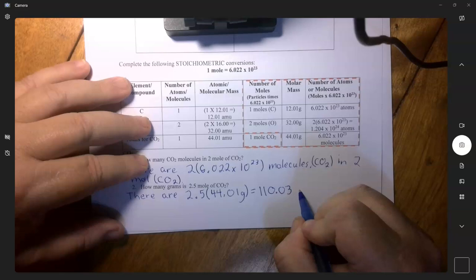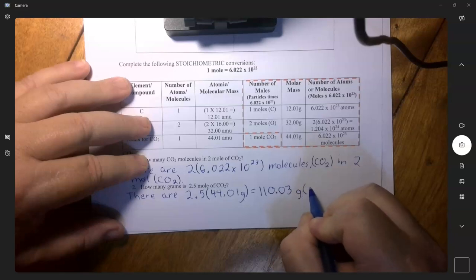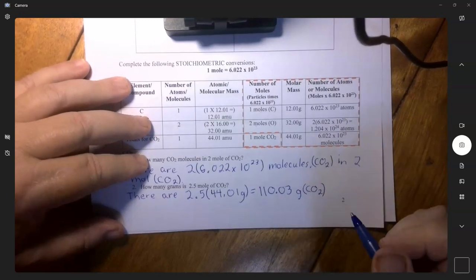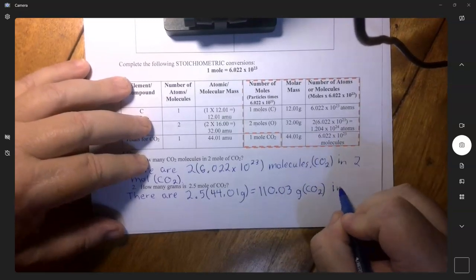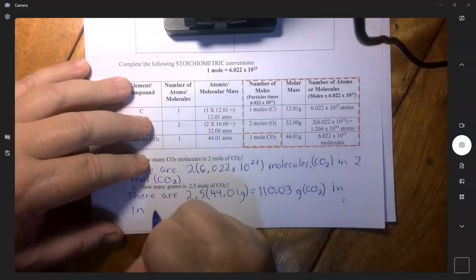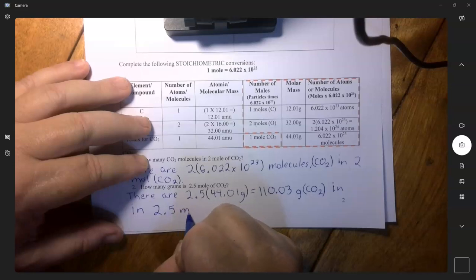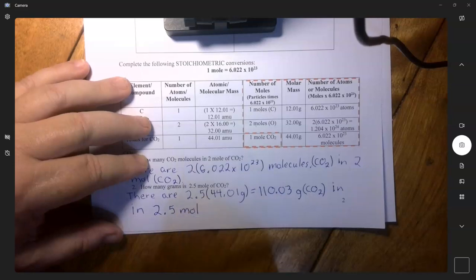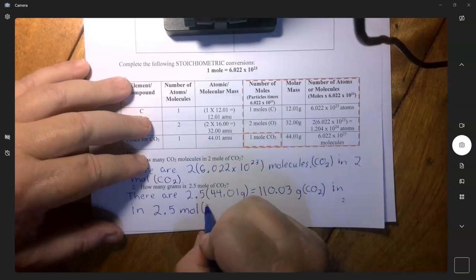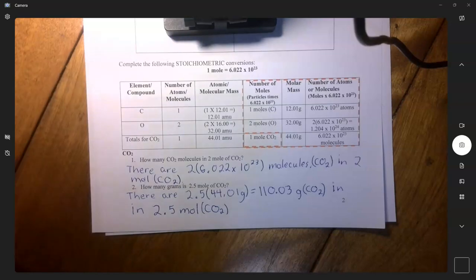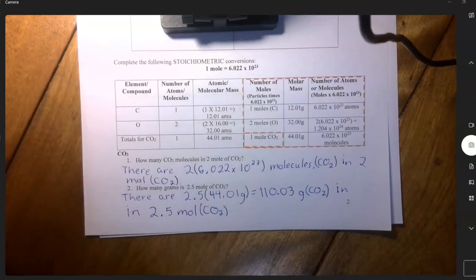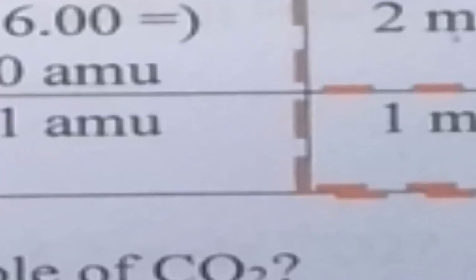And watch how I write it: units of measure, and then in parentheses the substance, CO2. Grams of CO2. That's the way you would read that. And finish the thought in, again, unit of measure, and mole, when you put it in an equation like this, is just MOL, not MOLE. Okay, there are 2.5 times 44.01, so show the calculation, equals 110.03 grams CO2 in 2.5 moles of CO2.